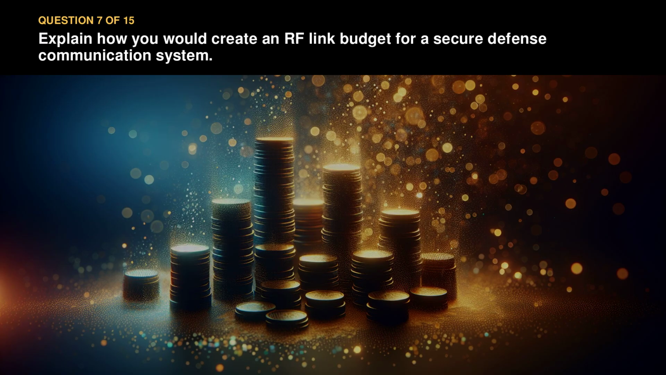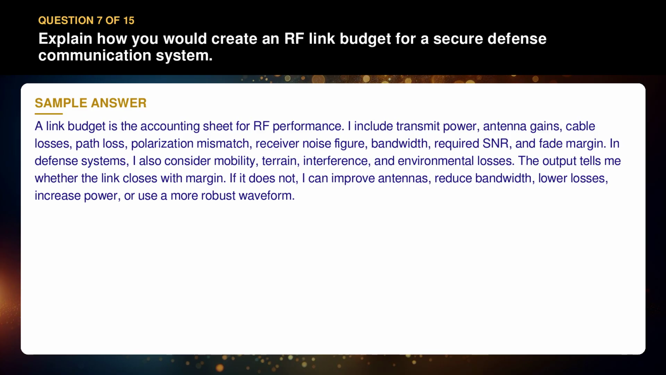Question 7. Explain how you would create an RF link budget for a secure defense communication system. A link budget is the accounting sheet for RF performance. I include transmit power, antenna gains, cable losses, path loss, polarization mismatch, receiver noise figure, bandwidth, required SNR, and fade margin. In defense systems, I also consider mobility, terrain, interference, and environmental losses.